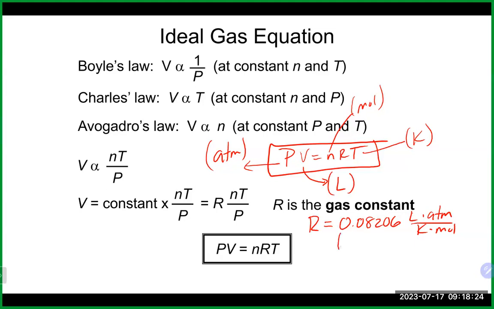A lot of books, and a lot of people, will use a rounded version of this number, 0.0821. I personally use the other number most of the time, because that's what they beat into my head and I can't get it out as much as I try. So that is the one I use, but a lot of people round it up and use 0.0821. You're welcome to use either number, should be fine.